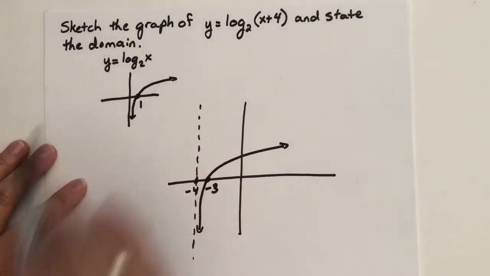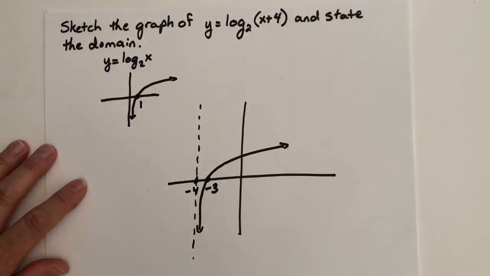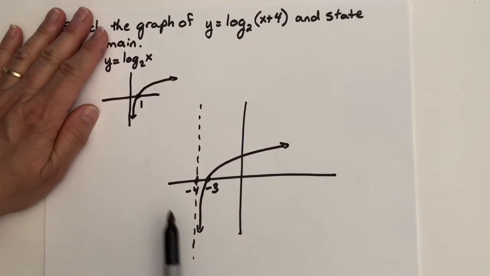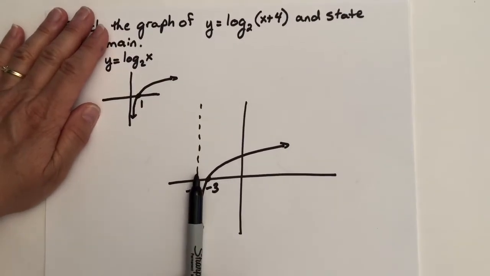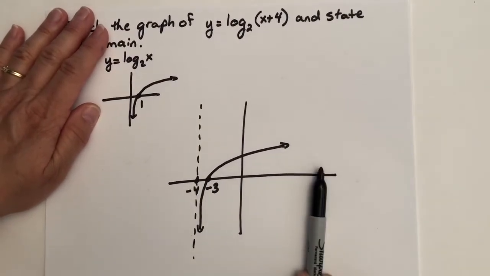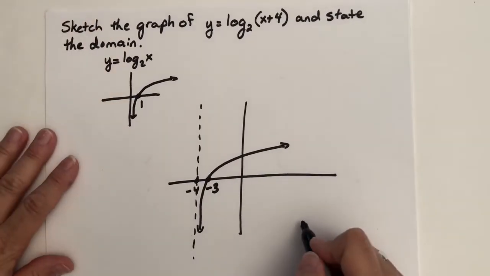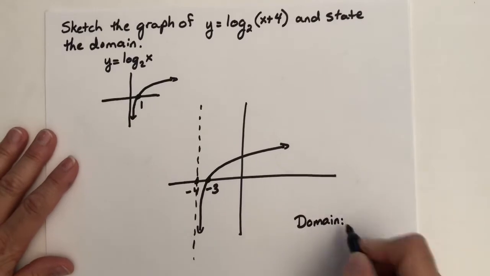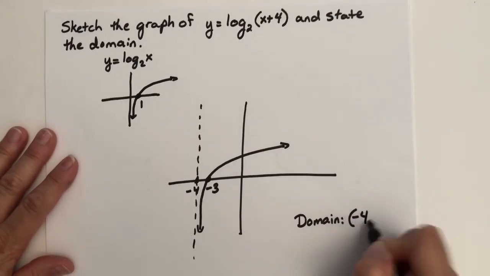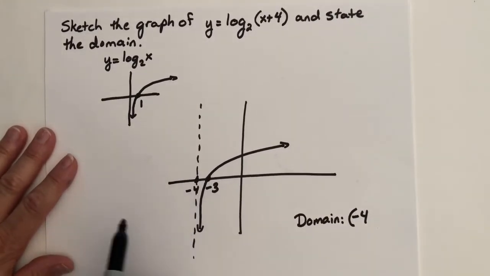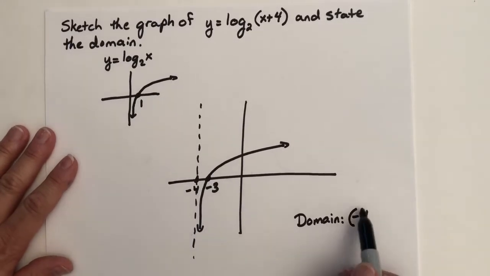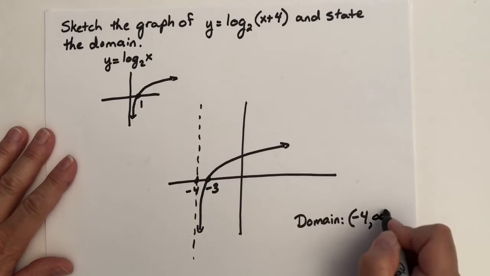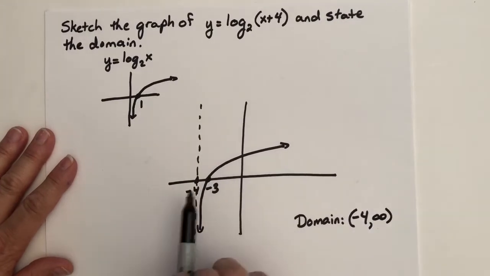Now the second part said to state the domain. Now looking at our graph, notice it does not exist over here. The graph exists to the right of -4. So based on the look of the graph, we could say the domain is from -4. Notice we never actually hit -4 because there's a vertical asymptote there, so we exclude -4. And it heads to infinity. You can put in any number you'd like to the right of -4.